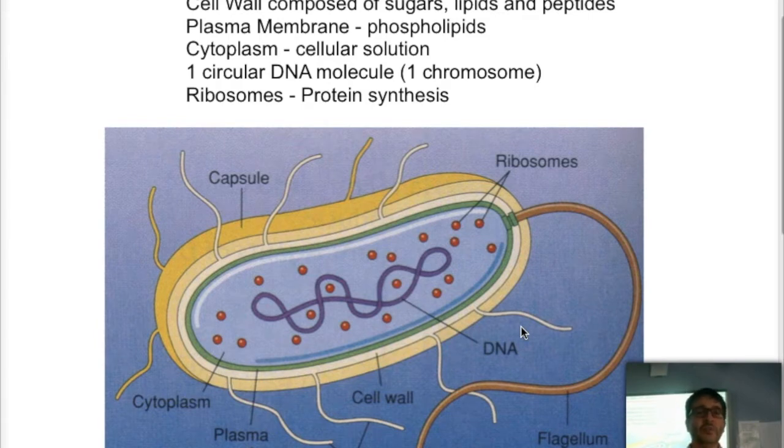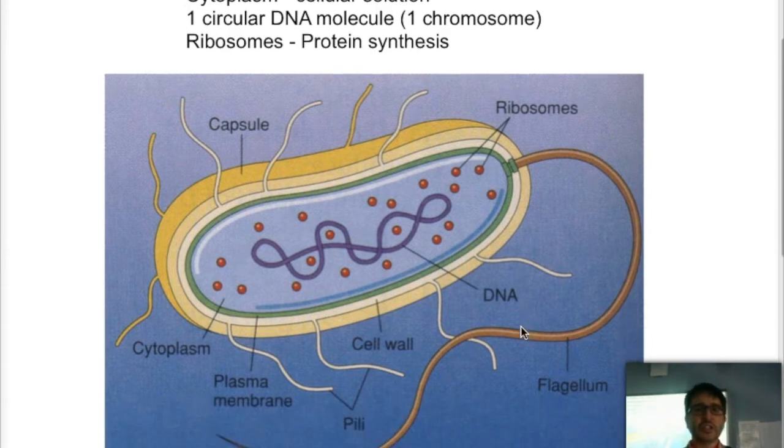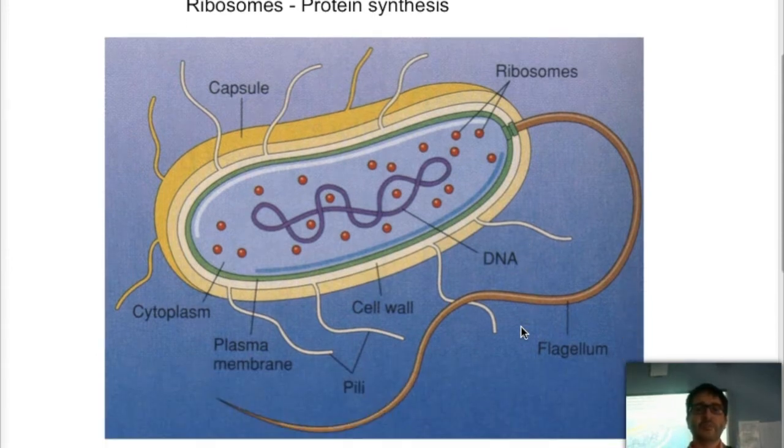In addition, you will find floating in the solution ribosomes, which are the sites in which protein synthesis is carried out. All right, so here's just an image of what a bacteria may look like. We also have other little parts like the capsule that allows it to attach to surfaces, and we can have pili, and some of them will have flagella. But this is just a general image of what a bacteria looks like.